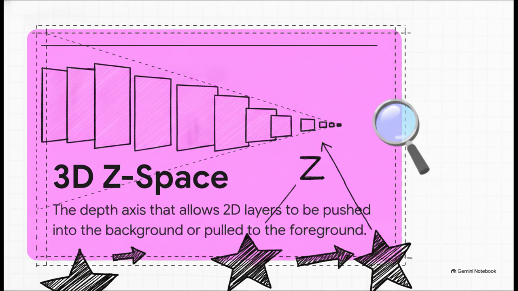In software like After Effects, you've got X for left and right, Y for up and down, but Z-space is your depth axis. It's what allows flat 2D layers to be pushed miles away into the background or pulled tightly into the absolute foreground. Understanding this third dimension is literally the key to building a cinematic camera pan.